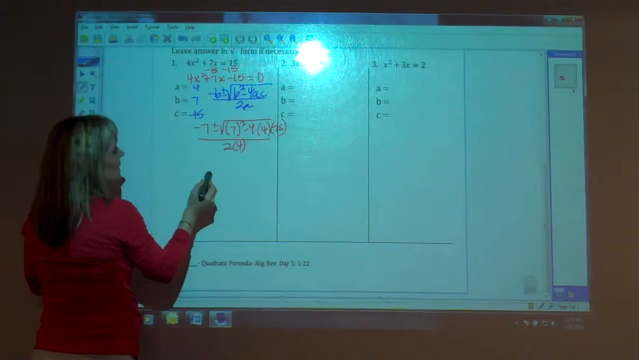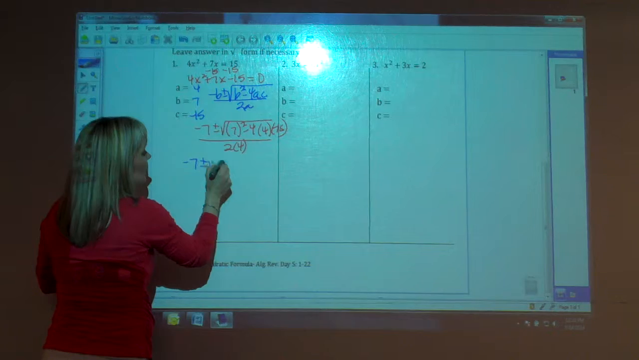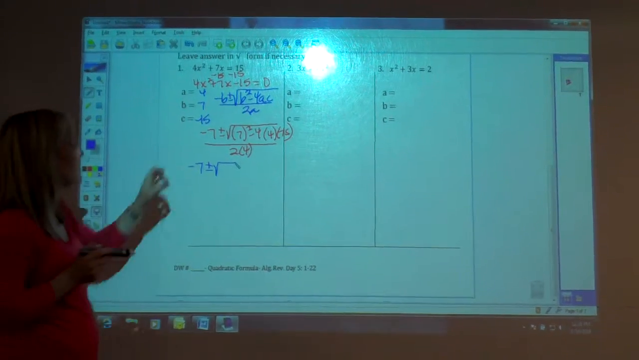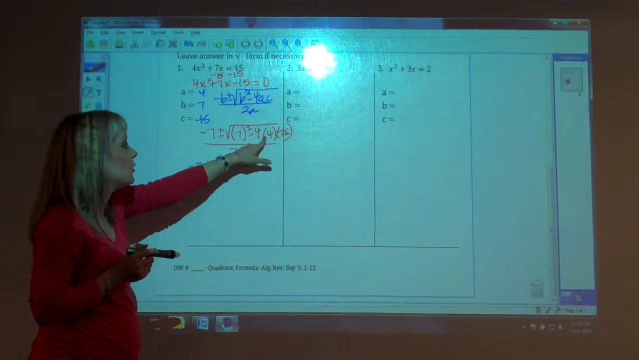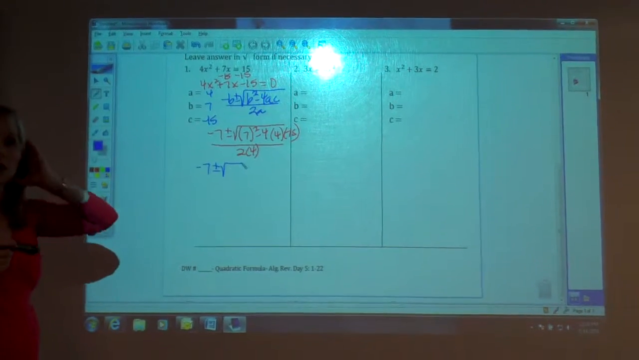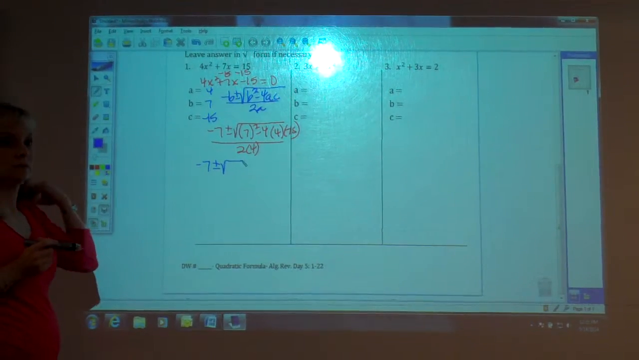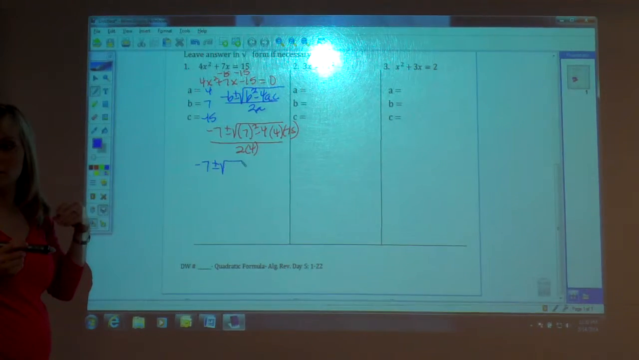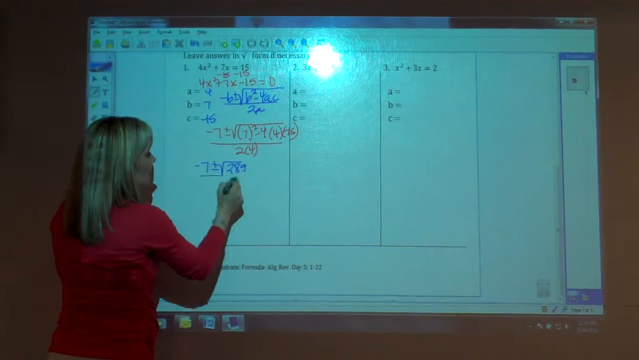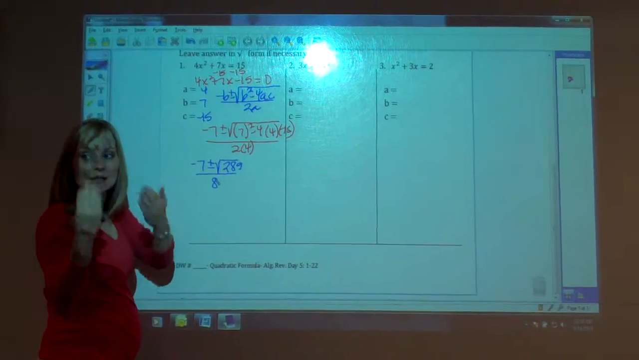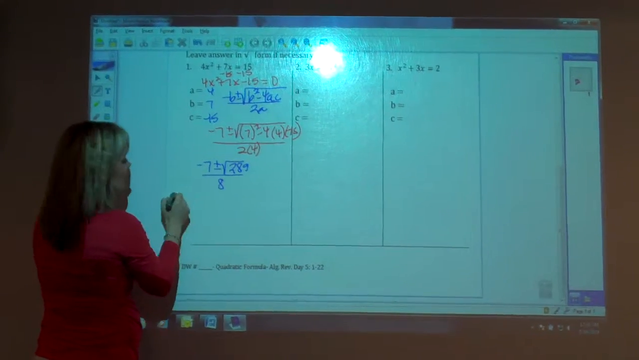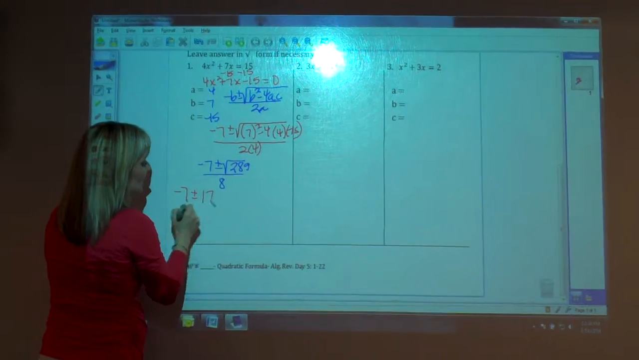So, this is going to give you what? Negative 7 plus or minus the square root of what? 2 minus 4. Open parentheses, 7 closed, squared, minus 4, open parentheses, 4 closed, open, negative 15 closed. Hold on. That's a lot. So it's not just what's under it. What'd you get? 289. Okay, divided by 8, and then the square root of 289 is 17. Is that right? Yes. Okay, so you have negative 7 plus or minus 17 divided by 8.